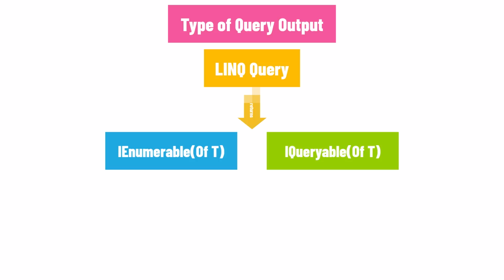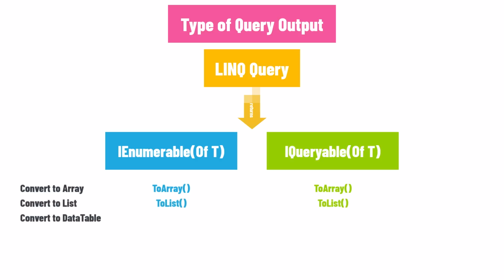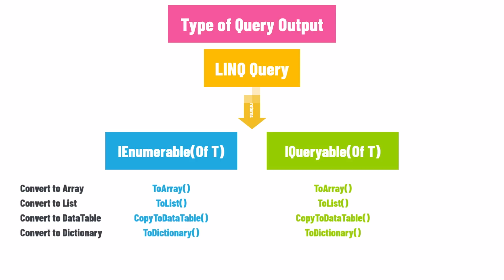If we want to convert the output to a specific data type, we have to use a specific function. For example, to convert the output to array, we have to use toArray function. To convert the output to list, we have to use toList function. To convert the output to data table, we have to use copyToDataTable function. And so on. We can use specific functions to convert the output of the query to a specific data type. I will explain all these functions later in the course in separate videos.